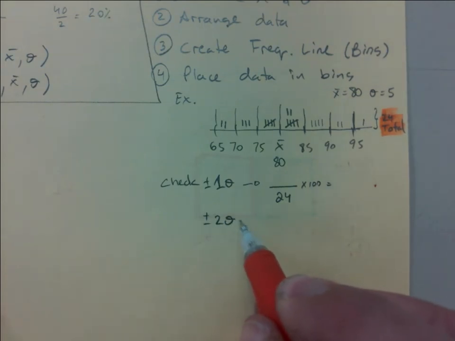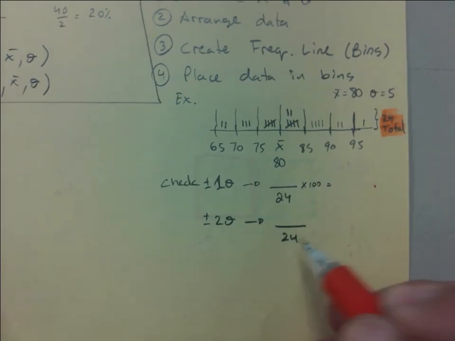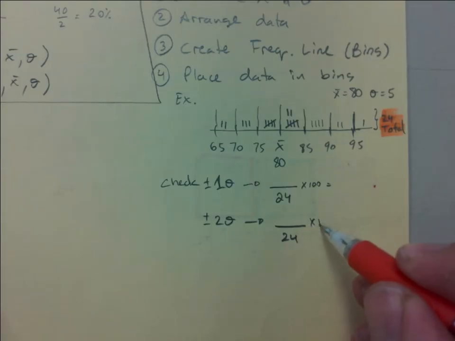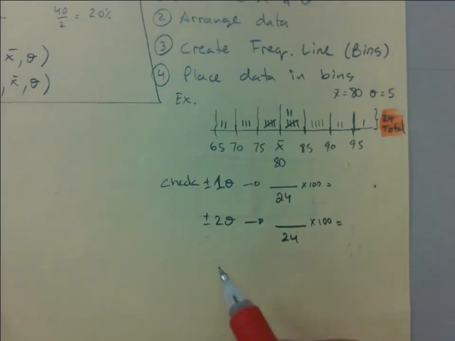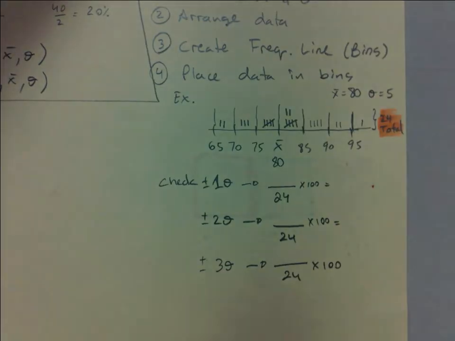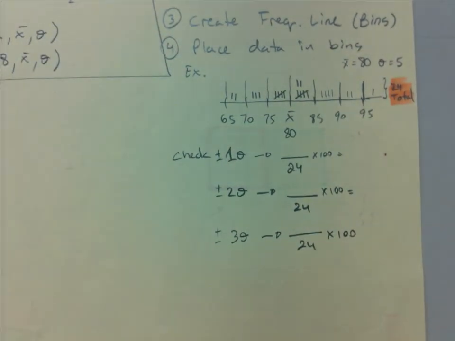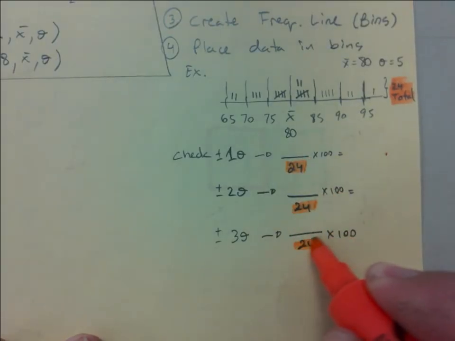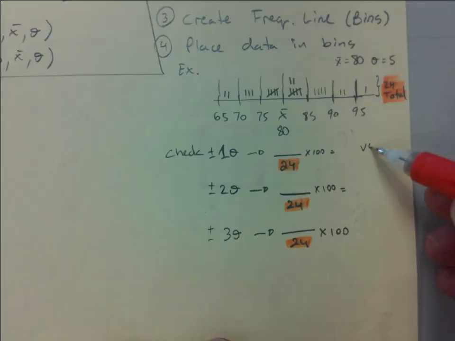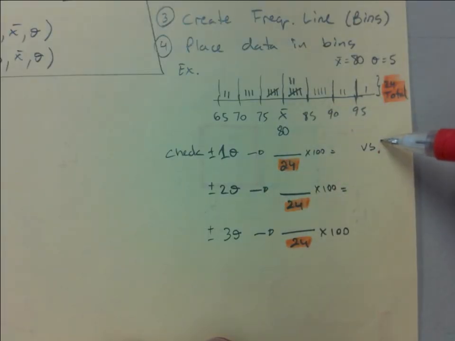Plus or minus 2 standard deviations. You want to compare the number of values that exist within plus or minus 2 standard deviations. Multiply by 100. And then plus or minus 3 standard deviations. It's out of 24. I have to warn you, it's not going to be 24 every time. That number varies, but it has to do with my total based on my frequency table, frequency line. What are we comparing the first to? What's one of the magic numbers here?